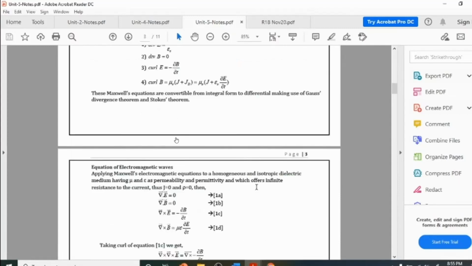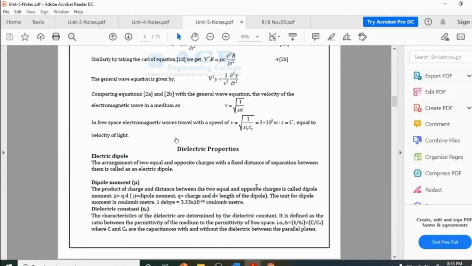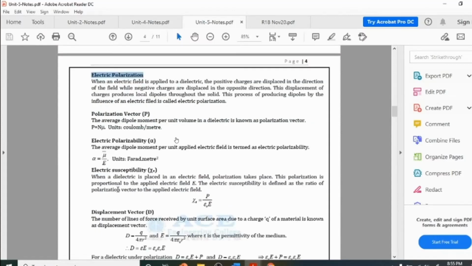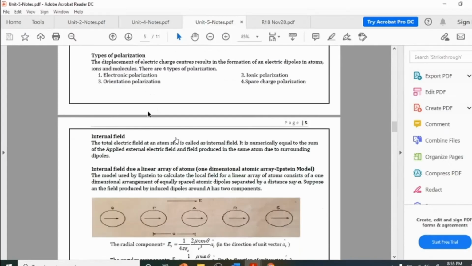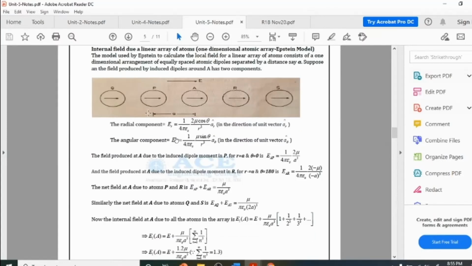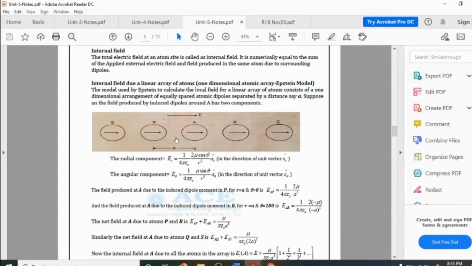And next, coming to the dielectric properties, he would be asking us about the definitions many a time, either in dielectrics or in magnetic materials, like dipole moment, dielectric constant, or polarization, electric polarization. So these are small definitions. If you are preparing the 5th unit, you have to prepare these definitions, and apart from that, you need to also prepare other parts like internal field, which takes slightly longer to understand. If you understood it well, you can always interpret.